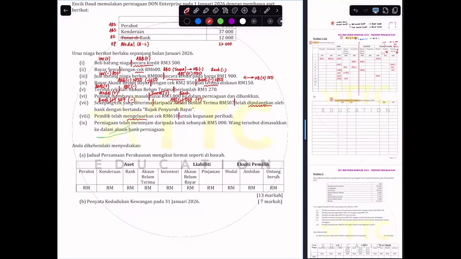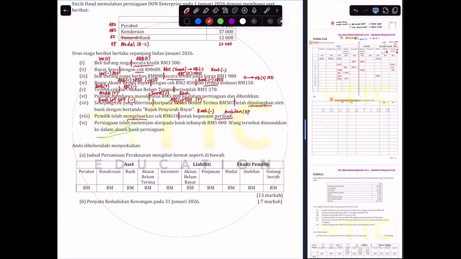And he take out check. We see check, we can confirm it's bank, right? If we take out money from bank, money is getting lesser. Okay, then after that, untuk kegunaan peribadi. So can I confirm it is ambilan? Untuk kegunaan peribadi. Can I finally confirm that it is ambilan? Yes. And ambilan always add or minus EP.